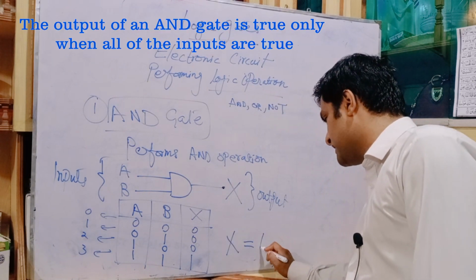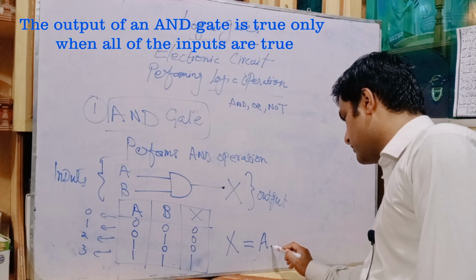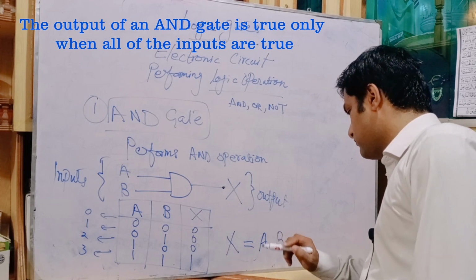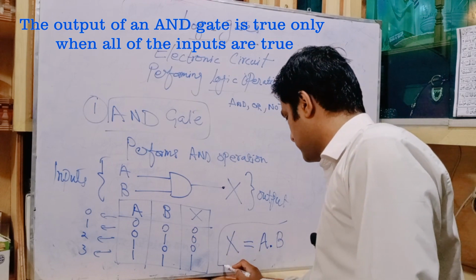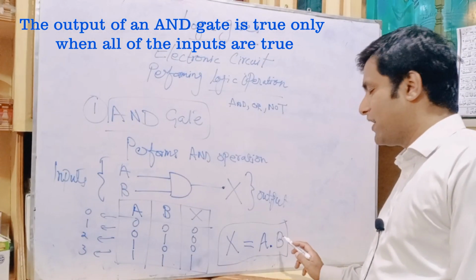X equals A times B. So this is the mathematical representation of the AND gate. X is equal to A times B.